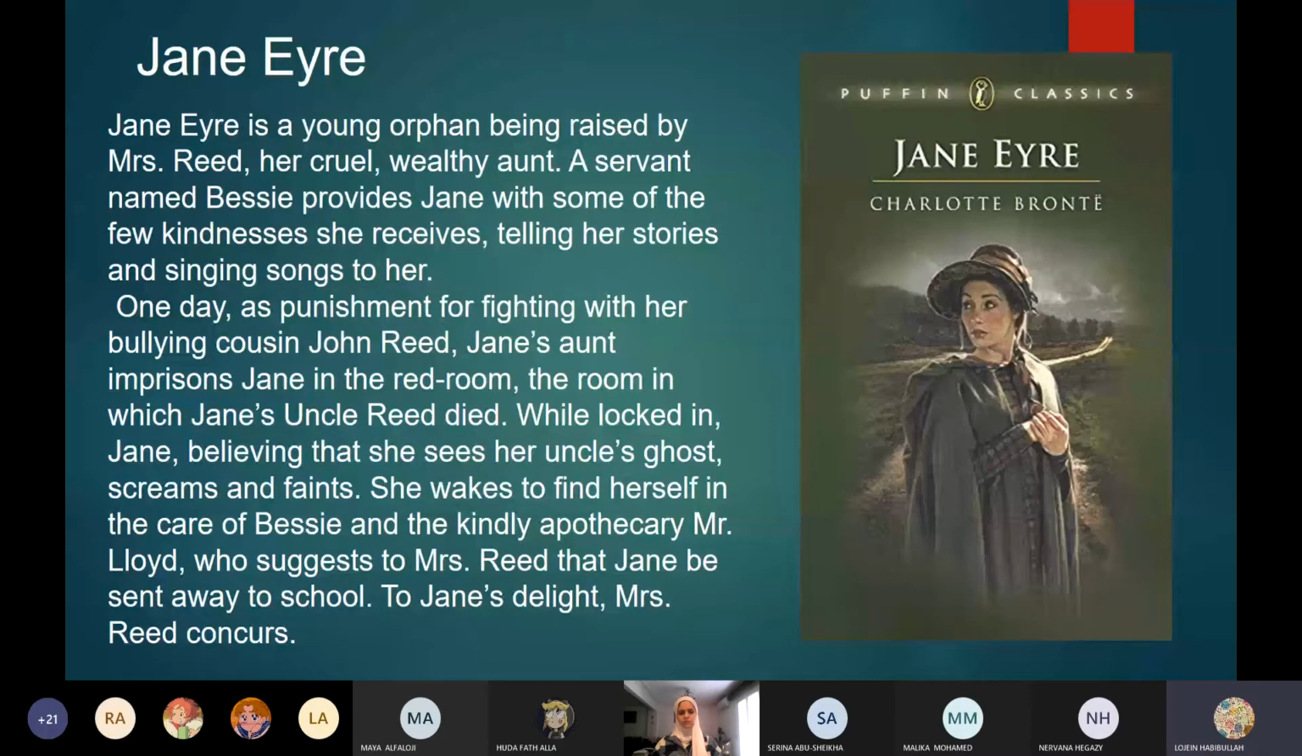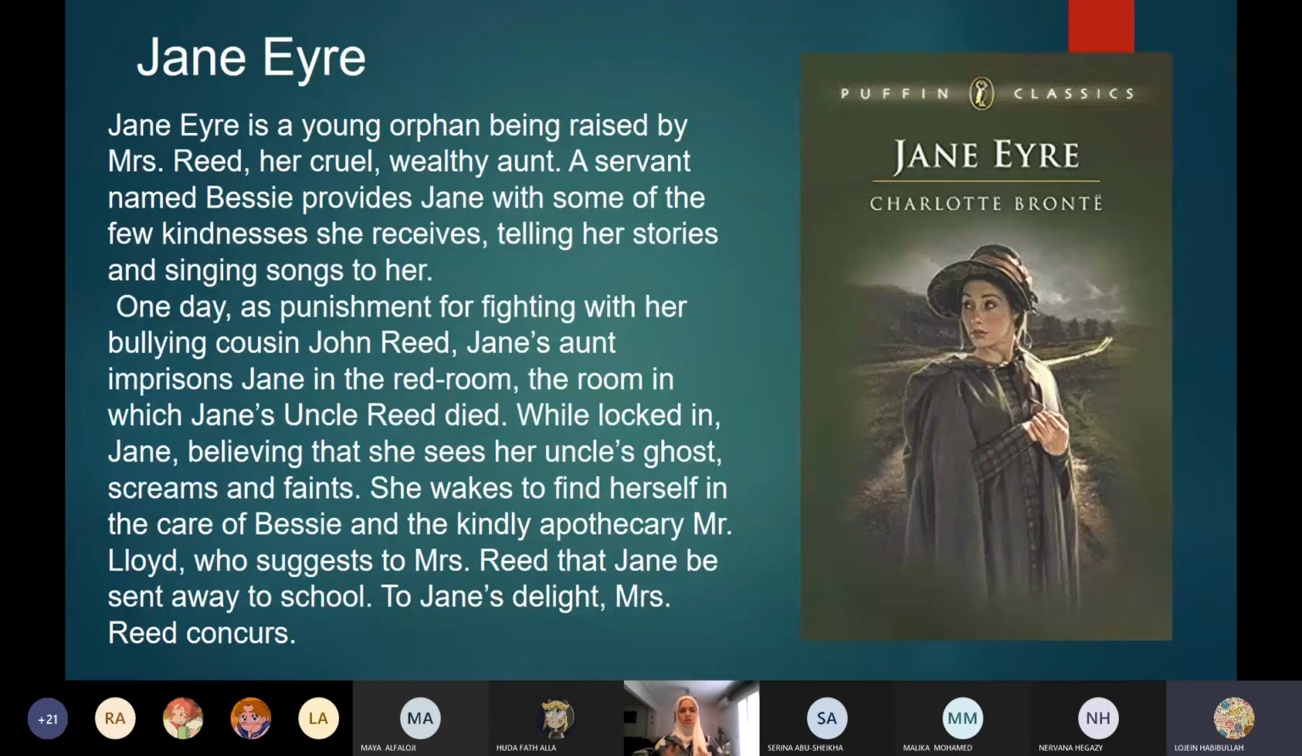Jane Eyre is a young orphan being raised by Mrs. Reed, her cruel, wealthy aunt. A servant named Bessie provides Jane with some of the few kindnesses she receives, telling her stories and singing songs to her. One day, as punishment for fighting with her bullying cousin John Reed, Jane's aunt imprisons Jane in the Red Room, the room in which Jane's uncle Reed died. While locked in, Jane, believing that she sees her uncle's ghost, screams and faints. She wakes to find herself in the care of Bessie and the kindly apothecary, Mr. Lloyd, who suggests to Mrs. Reed that Jane be sent away to school. To Jane's delight, Mrs. Reed concurs.